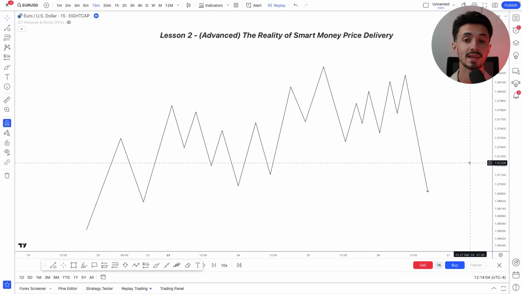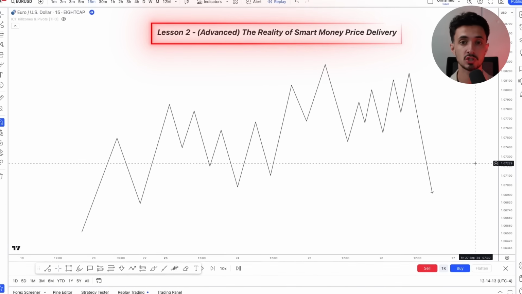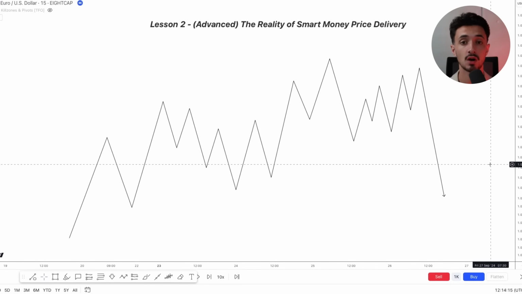Okay, moving into lesson number 2, which is a little bit more advanced, but is actually really simple. It's the reality of smart money price delivery. You see, what we just previously covered in the first lesson was something that is extremely basic.